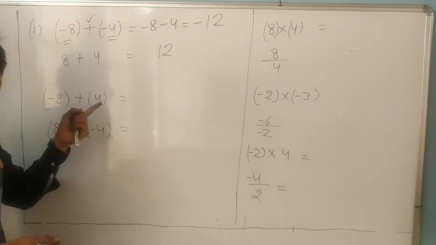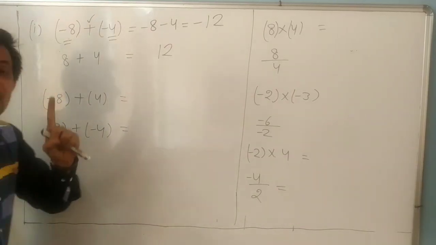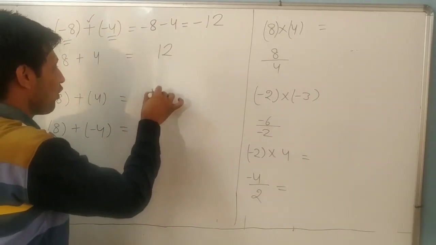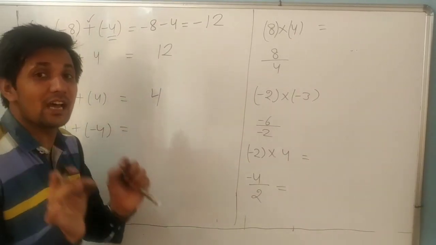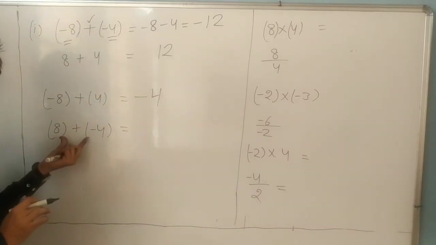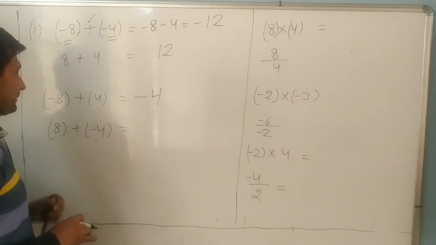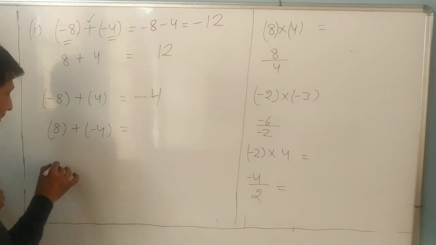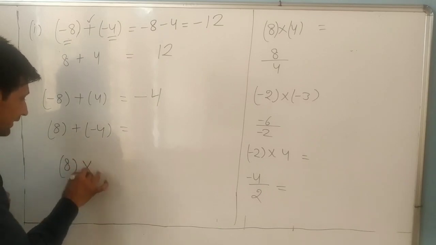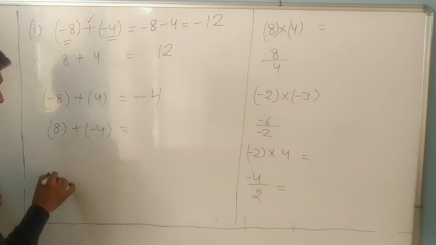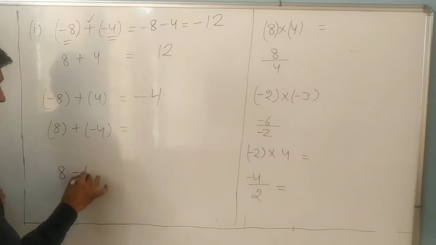Again, one negative, one positive. Different sign, always subtract. Always 8 minus 4, 4. And put the sign of the greater number. Greater is minus. Again different sign, subtract, because they are not multiplying, they are adding. Okay dear? Multiply means 8, and if this sign comes, we will write it. Okay? And if we use 8 minus and minus, minus 4.